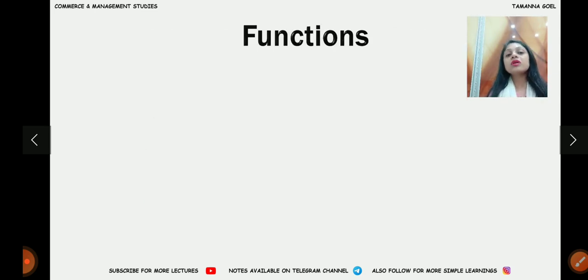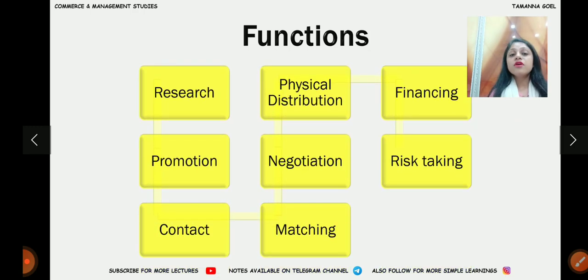And the last is, what are the functions of intermediaries? Intermediaries kya kya kaam karte hain, or what are the roles that they play in the channel of distribution. First is the research. Because they are in direct contact with the customer, because they're actually living in the market, they are a very, very important source of information for the producers.